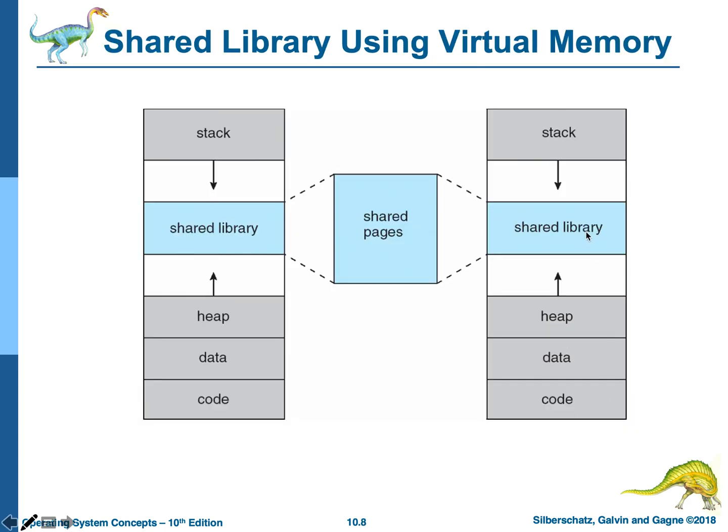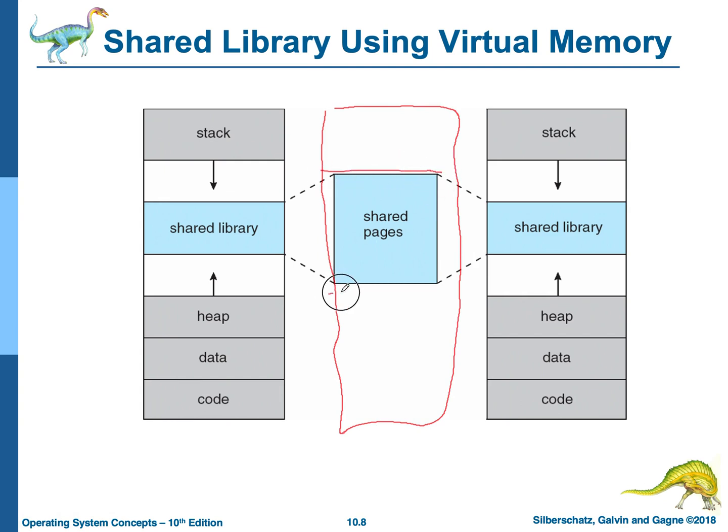We can see here that these are two processes, both sharing the same libraries, so why allocate them different libraries? We have a shared library, and maybe we have another process here which is also occupying this hole. And we have a stack here, and we have heap here, data, and code.